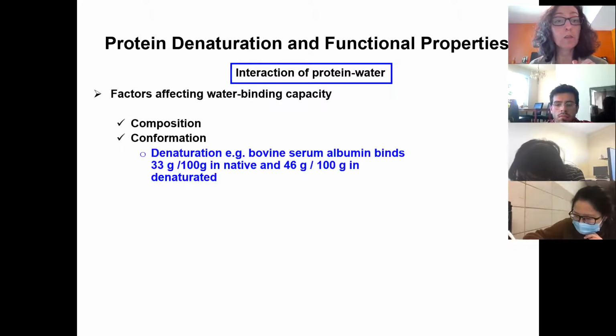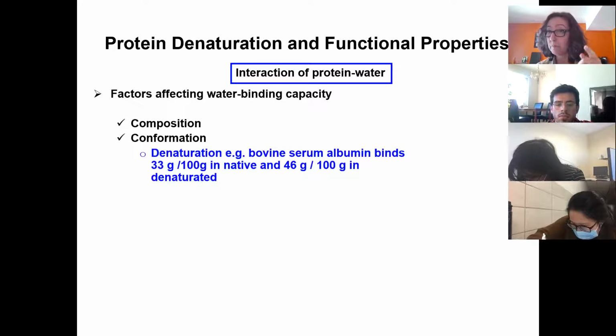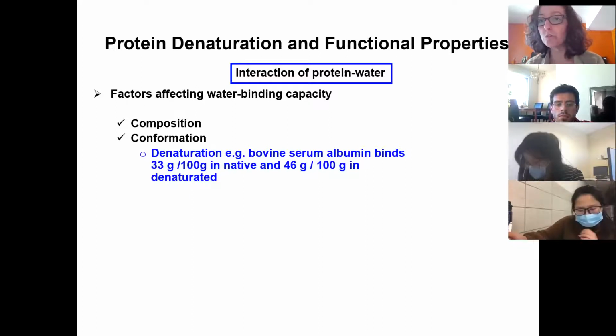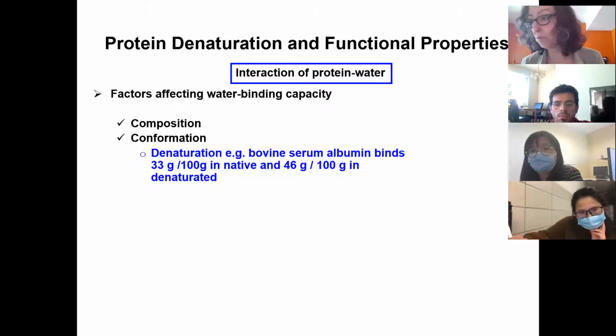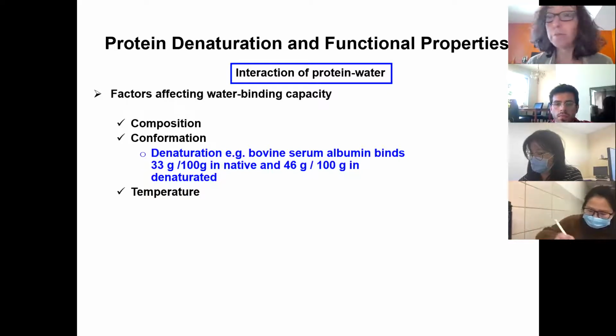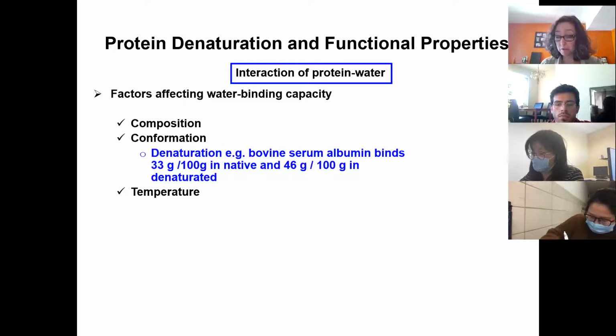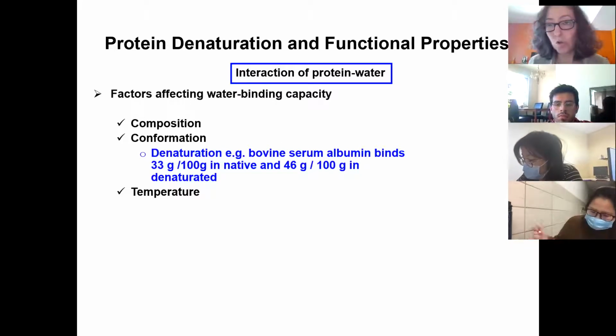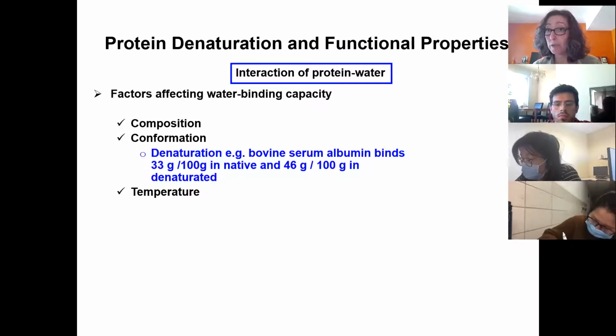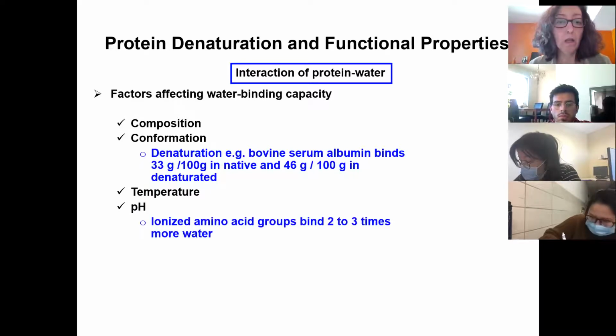Other than composition, there is the conformation. So is it a native protein or a denatured protein? You might be surprised to learn that denatured proteins will bind more water. Why? We exposed more groups. We have higher surface area now. So yes, it'll bind more water. Temperature. So remember thermodynamics, I want to say. With higher temperature, you have a tendency to bind more water.